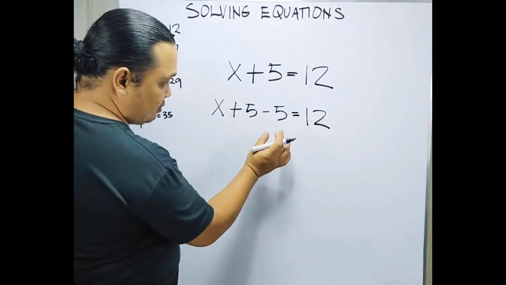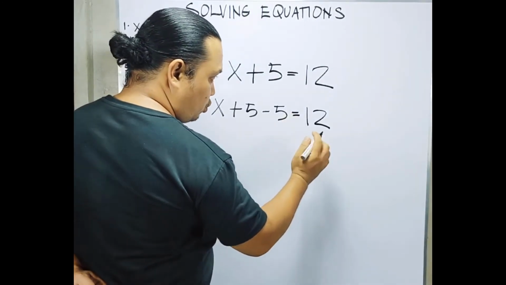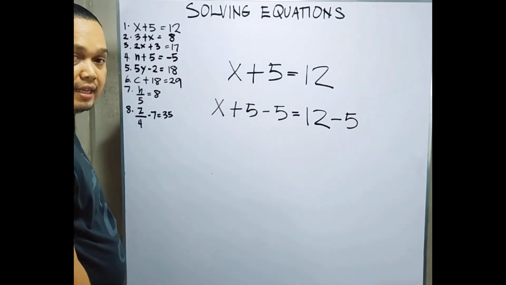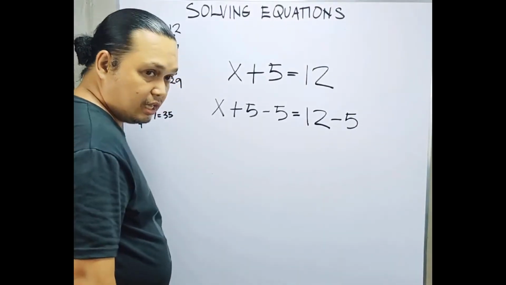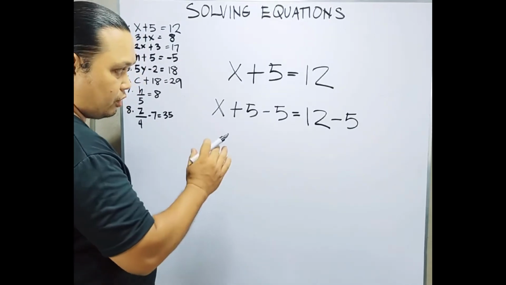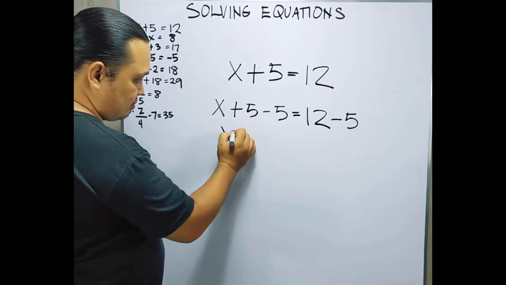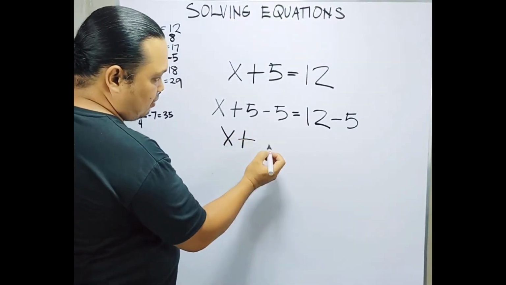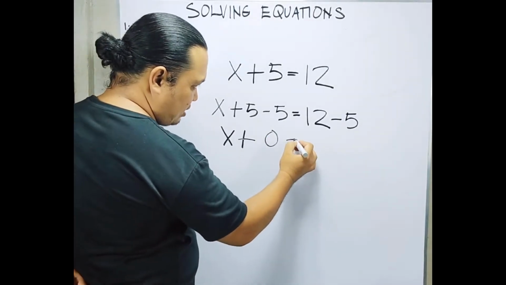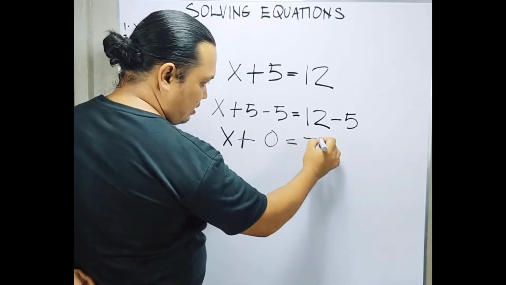We have subtracted 5 to the left of the equation. So also we need to subtract 5 to the right of the equation. Why? To maintain its equality, no? The equality of the equation. So if you're going to simplify this, copy x plus, now 5 minus 5 is 0. Then copy, then equals, now 12 minus 5 is 7.